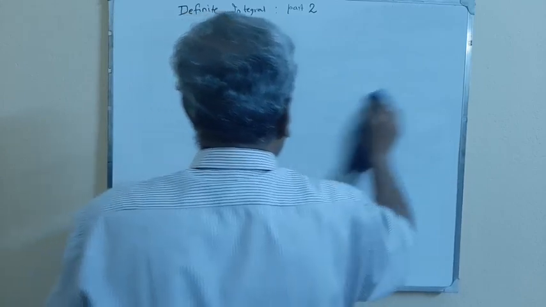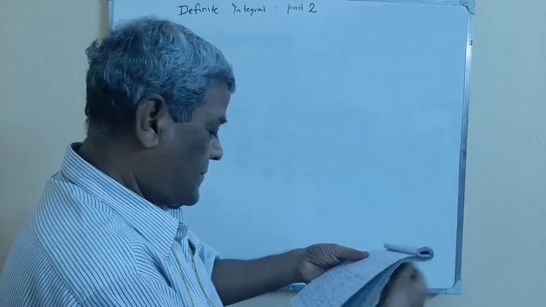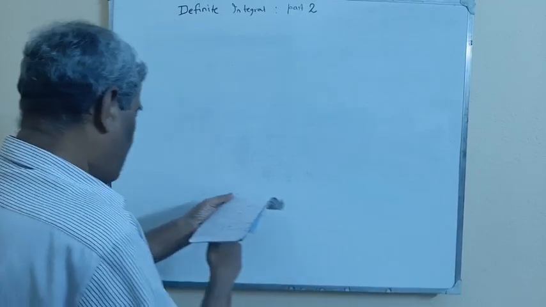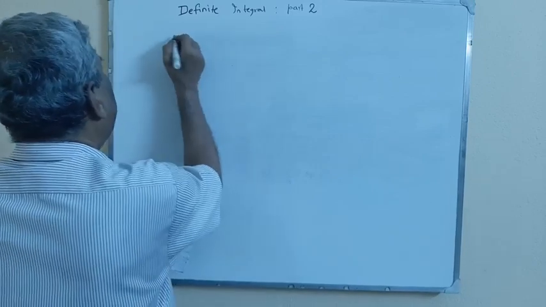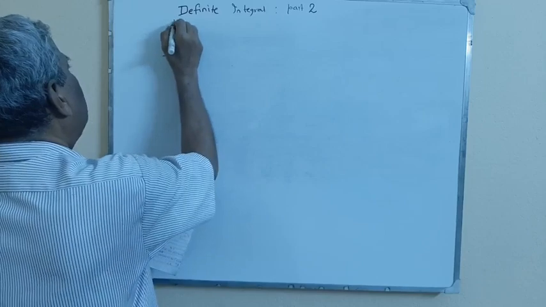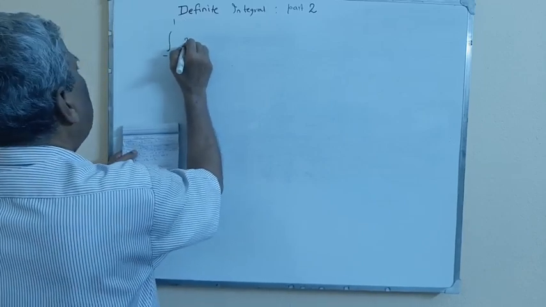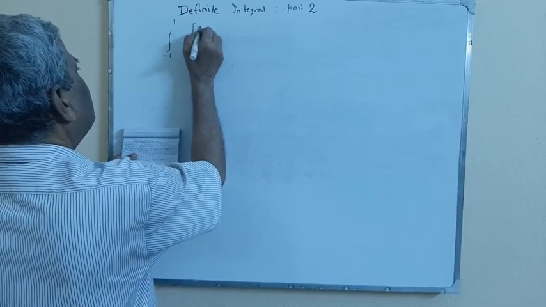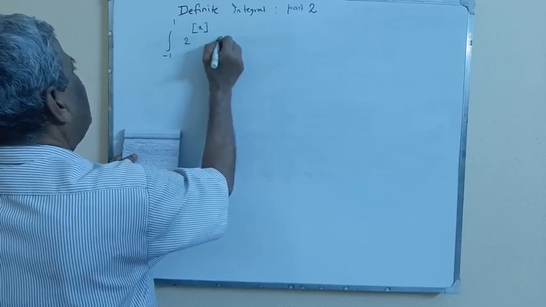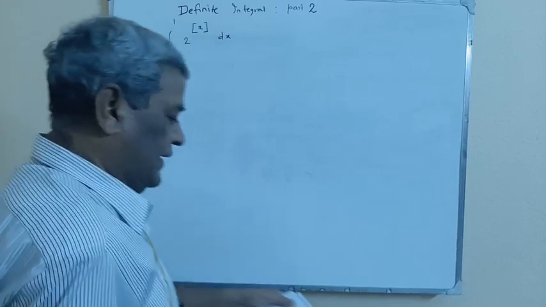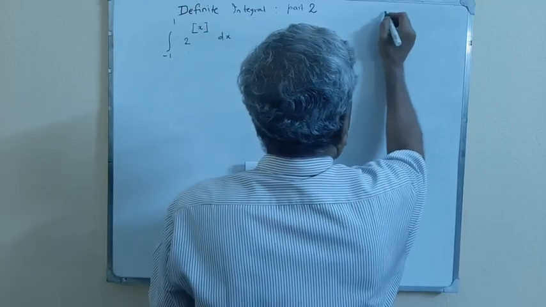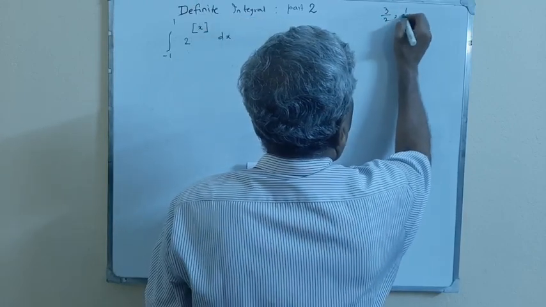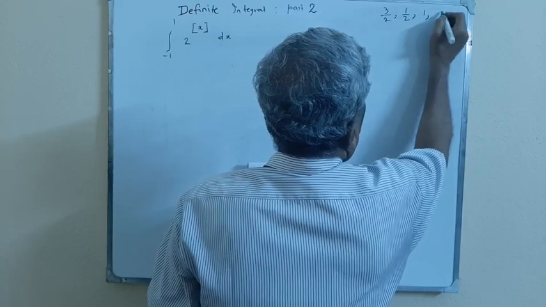Our next problem. Integral from minus 1 to 1 of 2 to the power [x], where this is not simple third bracket, this is the integral part of x. Options are 3/2, 1/2, 1 and 4.